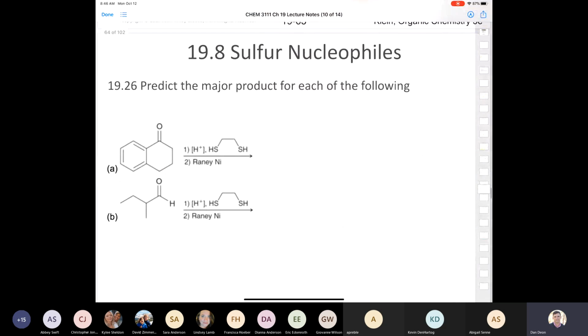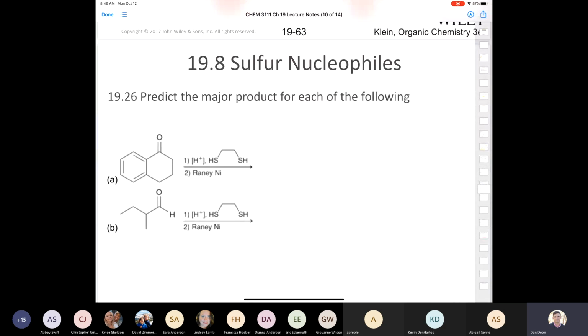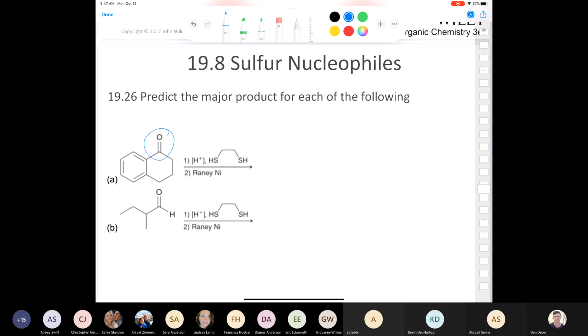Anyhow, if you didn't like the last question, I know you'll like this one, because I've taught the class long enough to know that most students enjoy this question. Not much to it. When you're taking a ketone, right here we have a ketone, here we have an aldehyde, you're making a thioacetal, and then you're hitting it with Raney nickel. Do you want me to show you the fastest way to answer this problem? Who wants to see the fast way? Anyone?